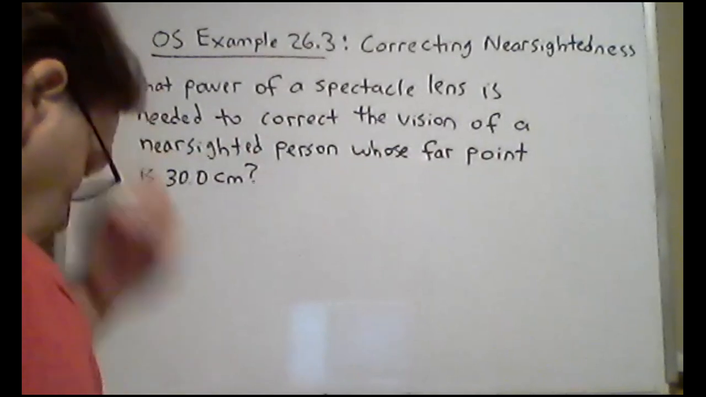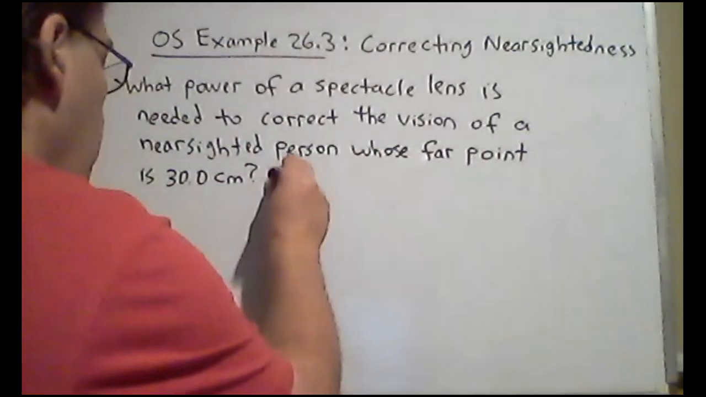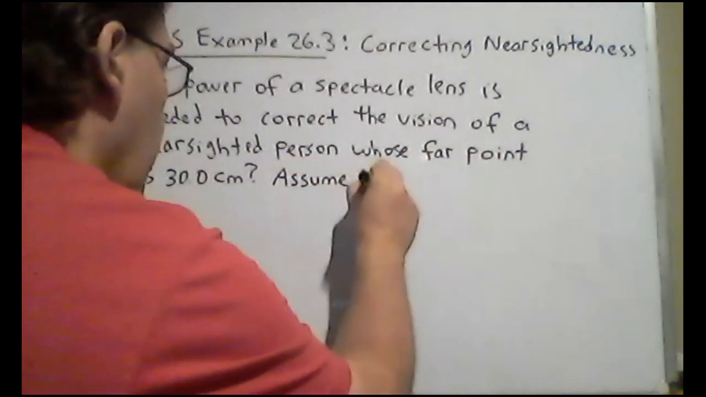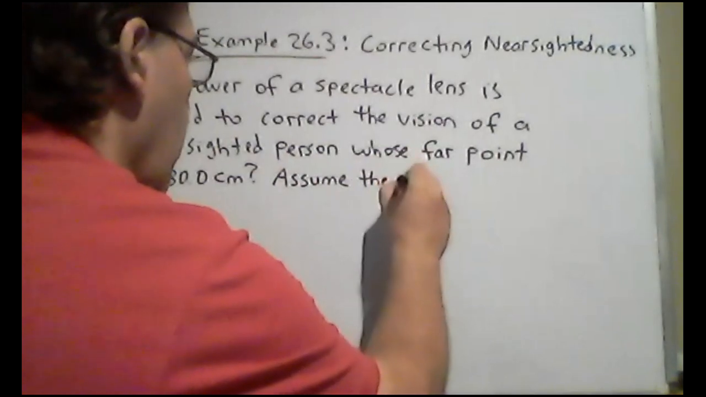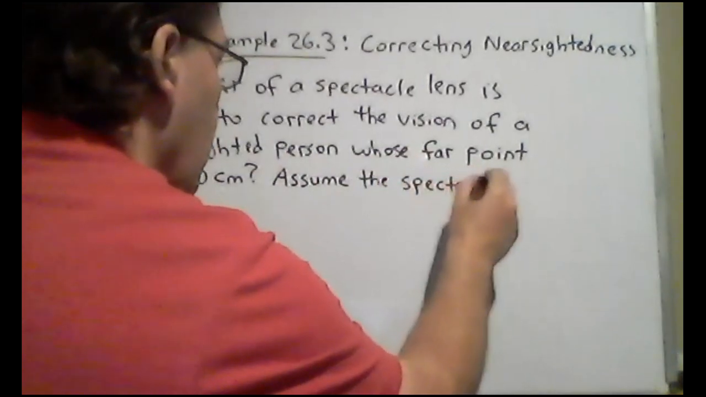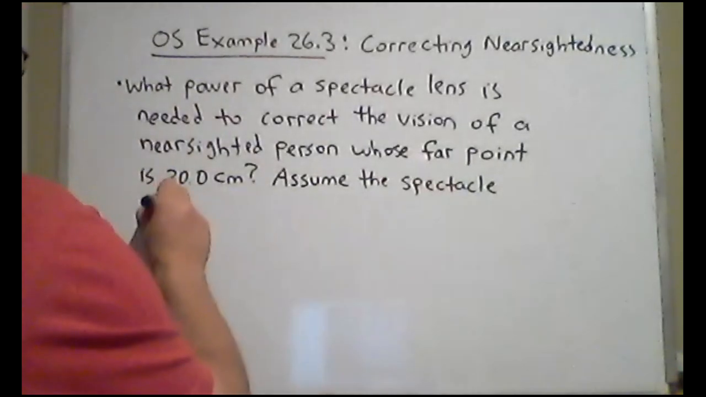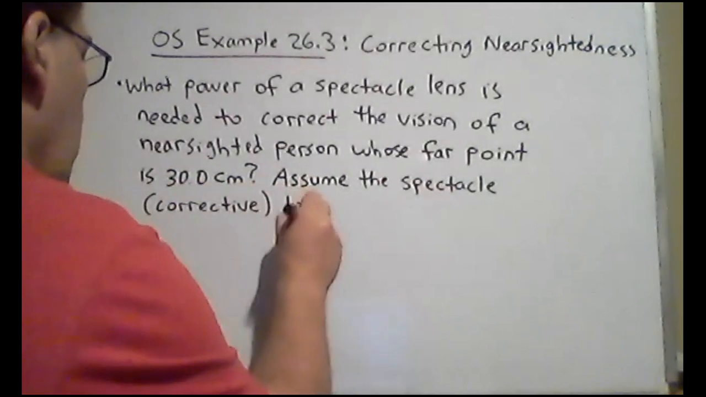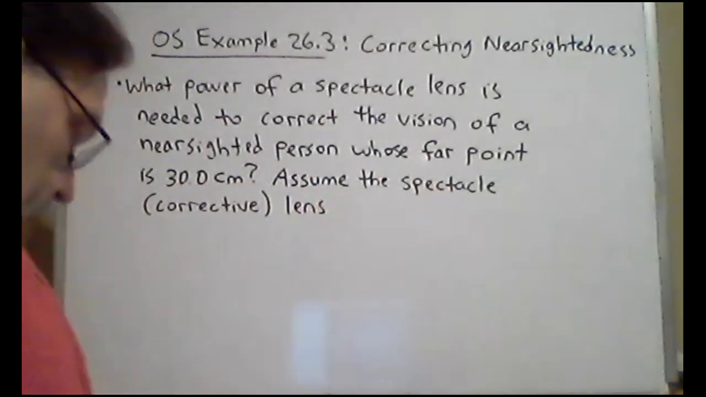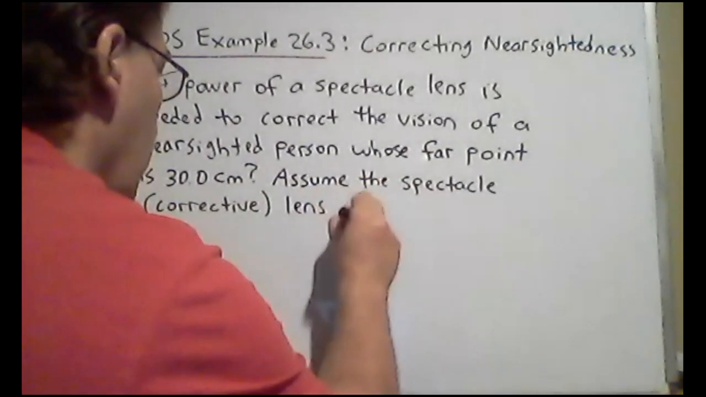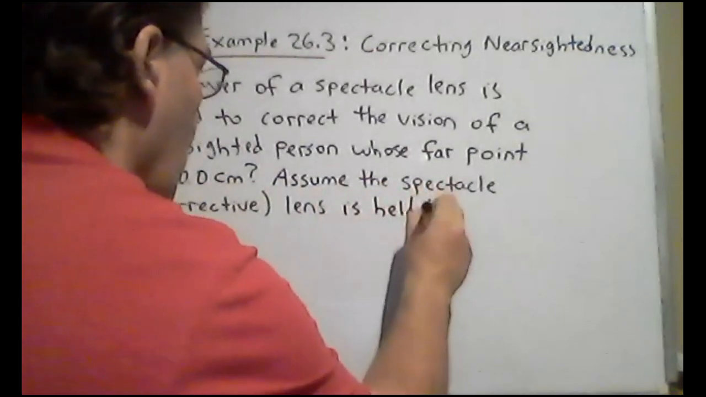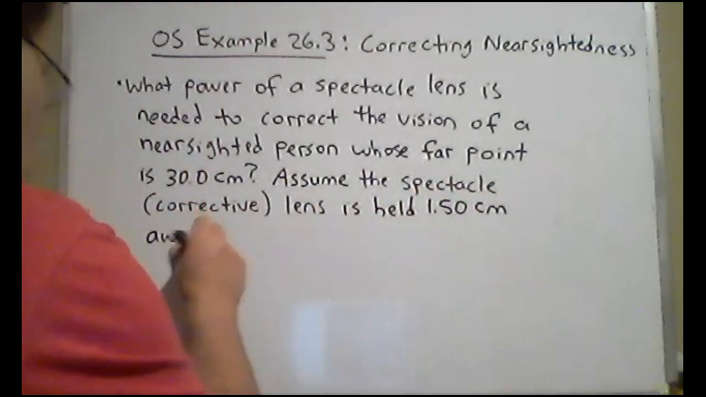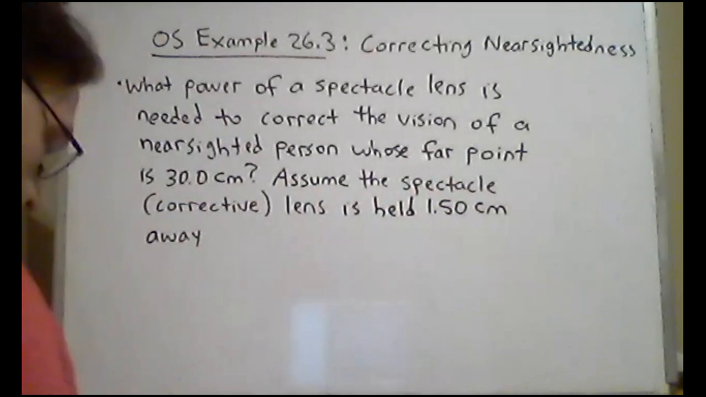Okay. Assume the spectacle or corrective lens is held 1.50 centimeters away from the eye by the eyeglass frame.